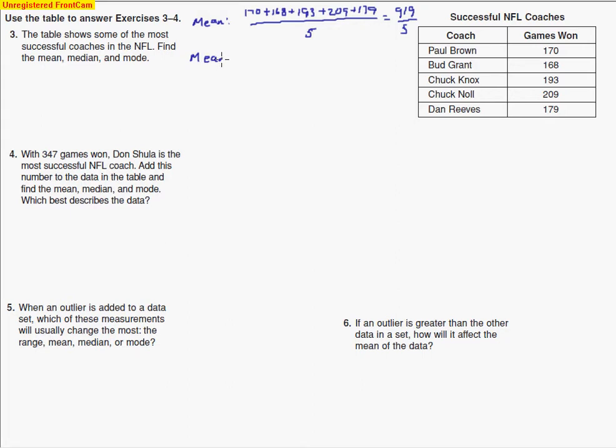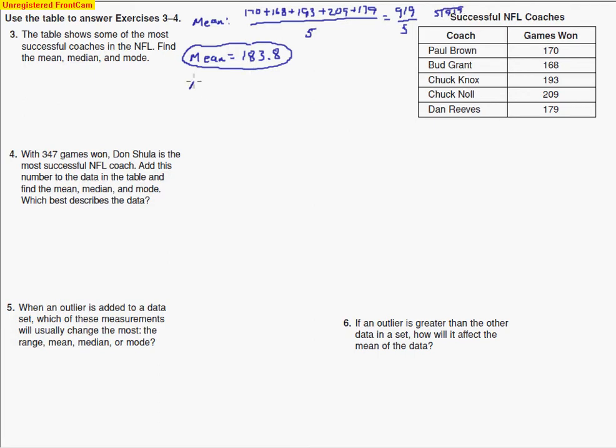And so in this case, the mean equals 183 and 8/10 is what I get when I divide those numbers. Remember, you're always doing the top dog in the doghouse, and so it ends up looking like this, 5 into 919, and that's how I got the number.